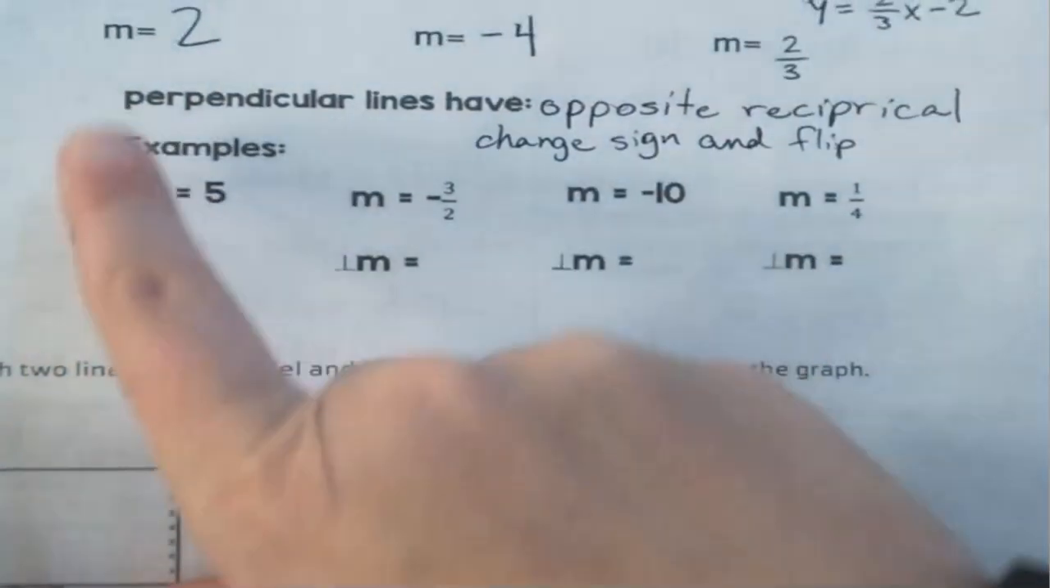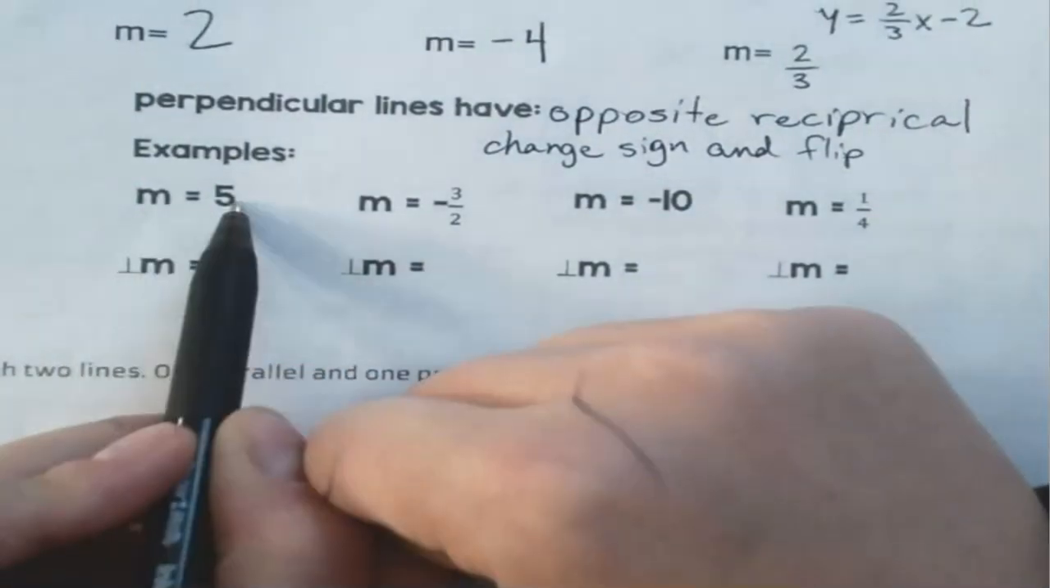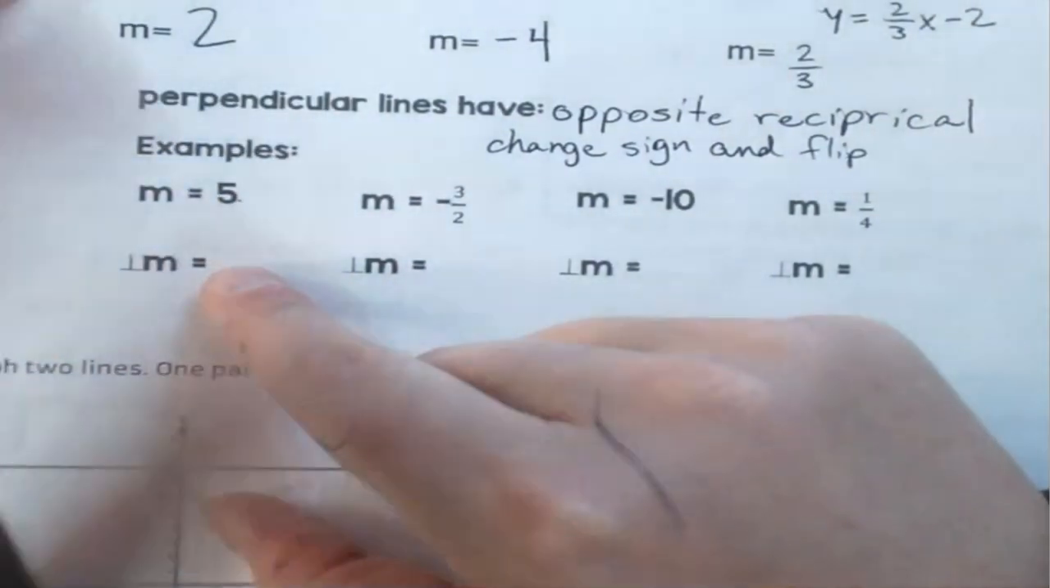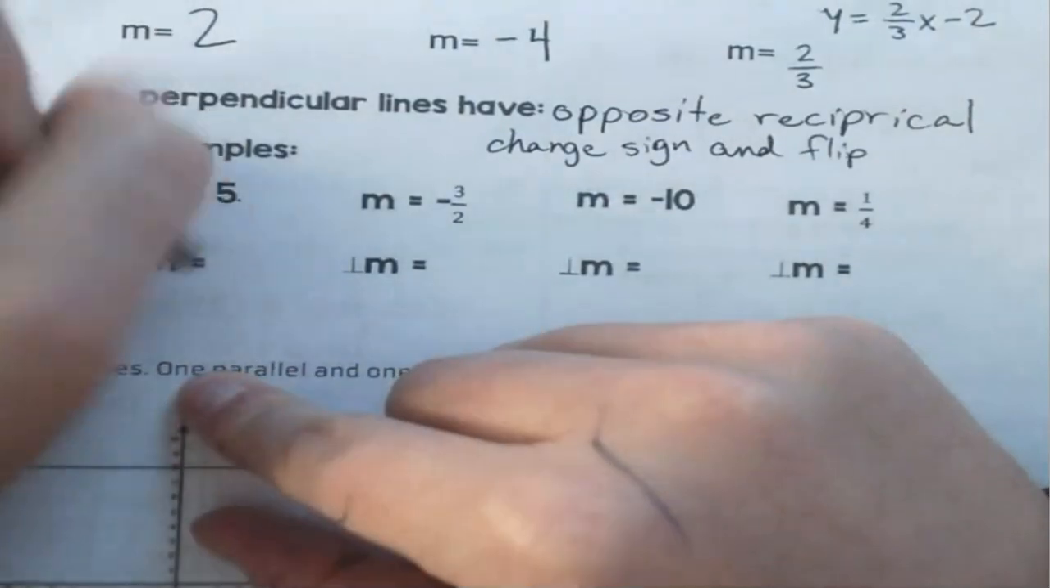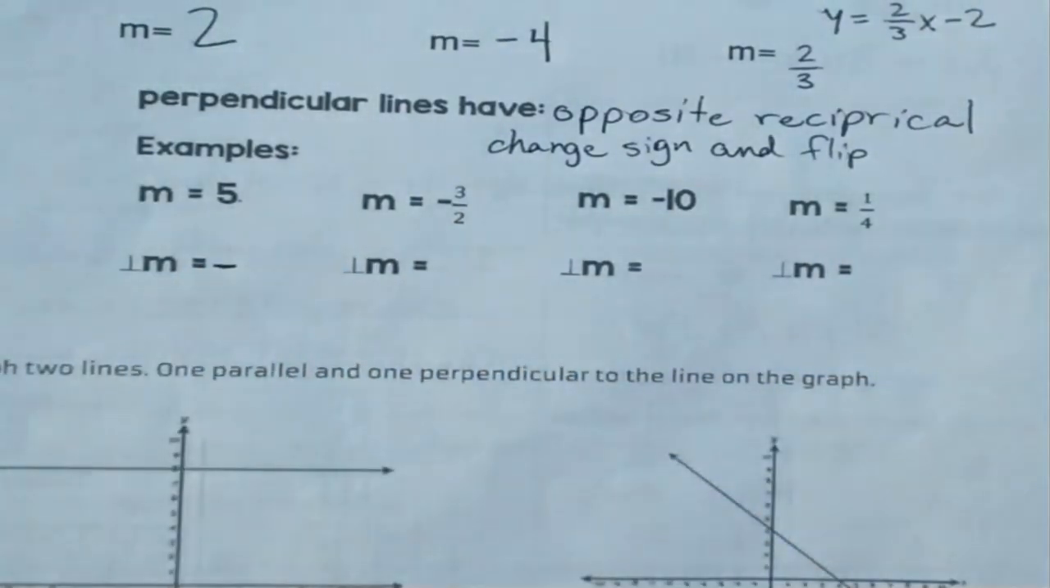Okay, so what does that look like? If my normal slope is m, and my normal slope is 5, my perpendicular slope is going to be a different sign. It starts as positive, so my perpendicular one's going to be negative. And then this one just throws people off a lot of times because they look at 5 and they're like, how do you flip it?